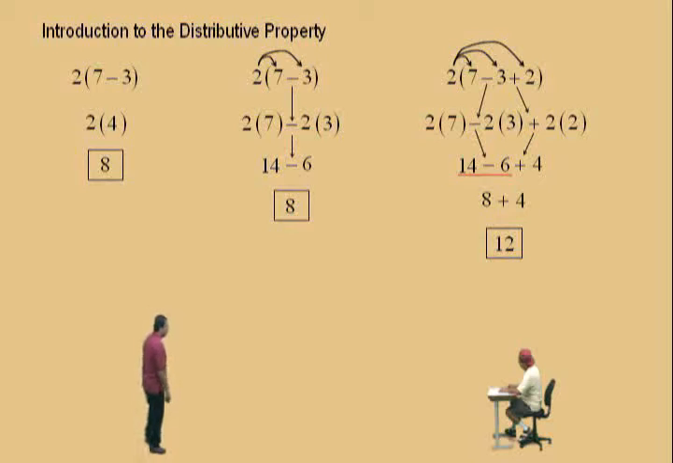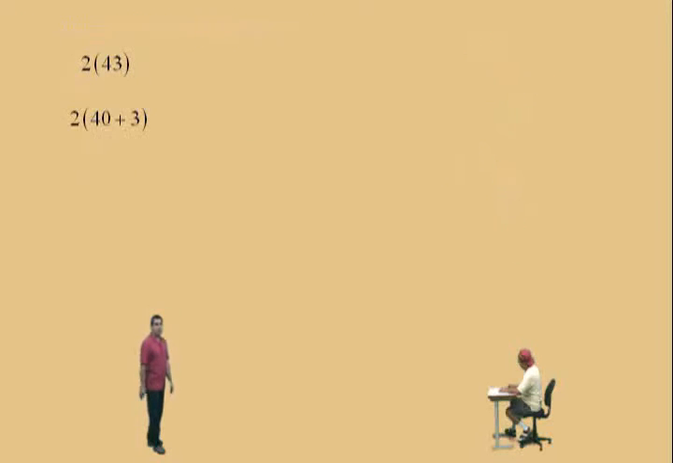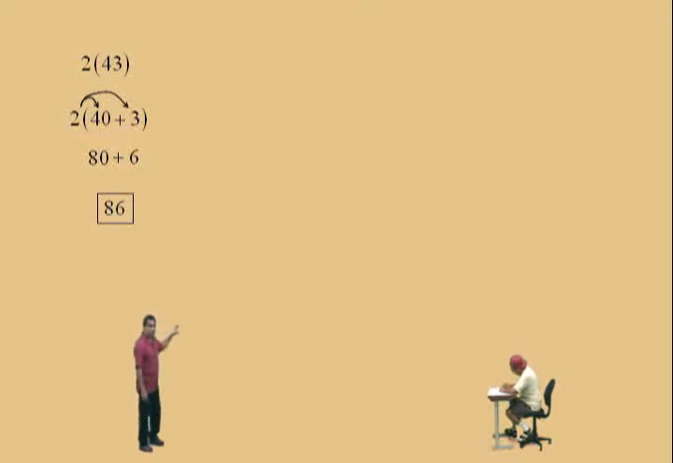Okay. Well, let's do 2 times 43. Well, let's think about how we do this. First, let's write the 43 in expanded form. Okay? 2 times 40 plus 3. And if we distribute the 2 through, what's 2 times 40, Charlie? 80. 80. And we have an addition. And 2 times 3 is? 6. 6. And that gives you 86. So this is another way of looking at 2 times 43.